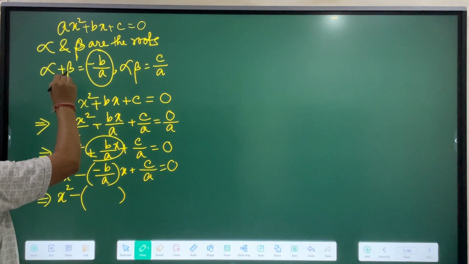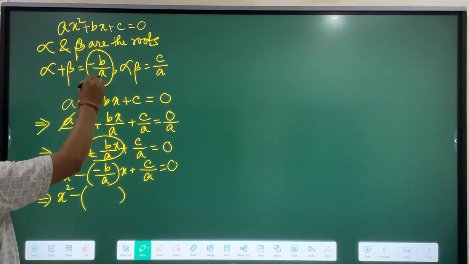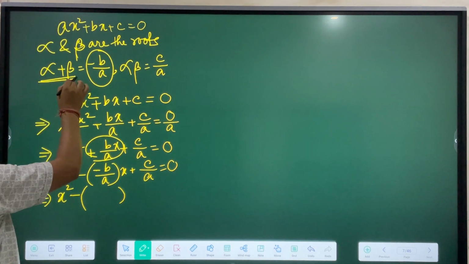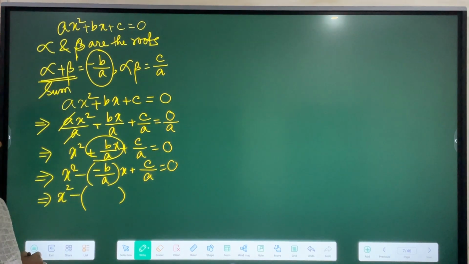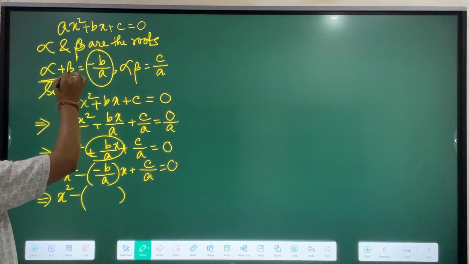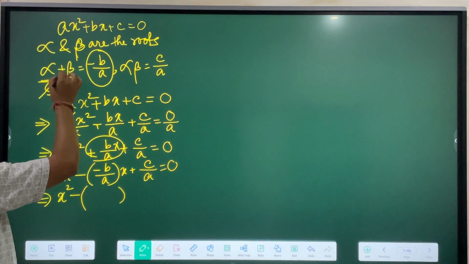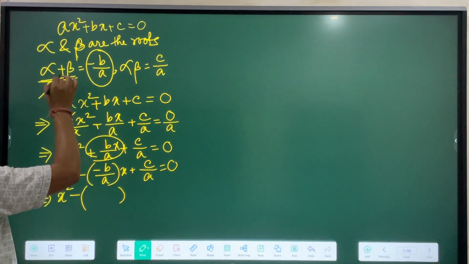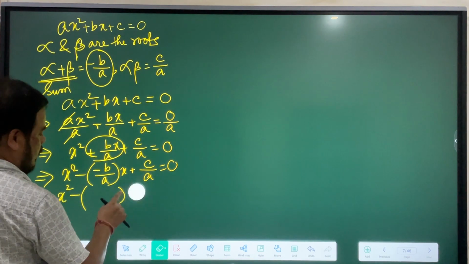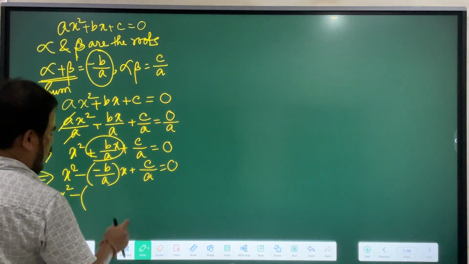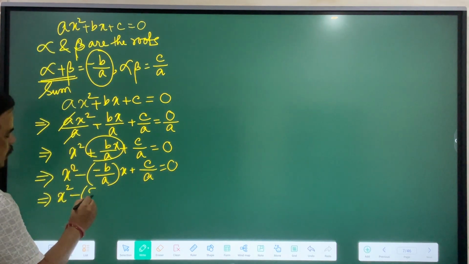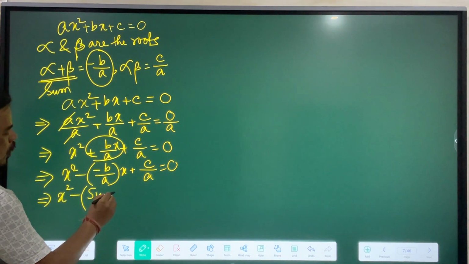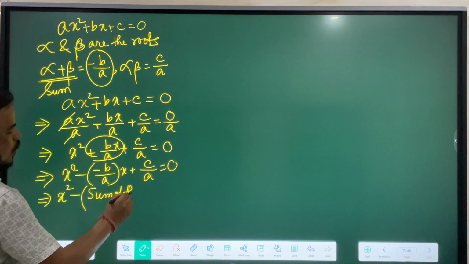What is the meaning? For alpha plus beta we use minus b by a. What is the meaning of alpha plus beta? Sum of the roots. Minus b by a means alpha plus beta. What is minus b by a? Minus b by a means sum of the roots. Let us write sum of the roots.